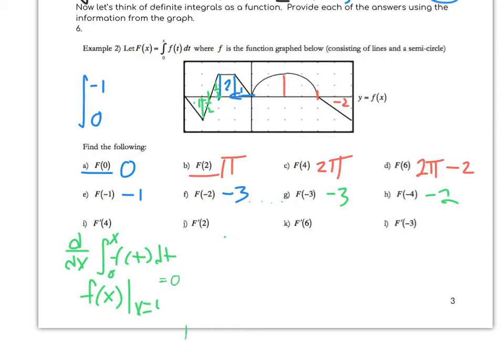Big F is a bigger thing. That means that we're looking for the height of the graph, not the area, for F prime. So big F prime of 2 is going to have a height of 2. Big F prime of 6 is going to have a height of negative 2. And big F prime of negative 3, 1, 2, 3, is going to be at negative 2 as well.